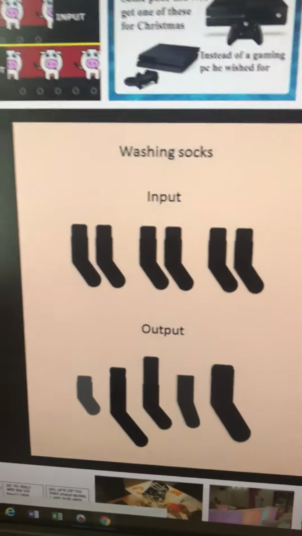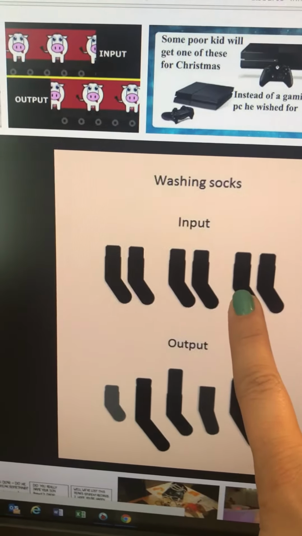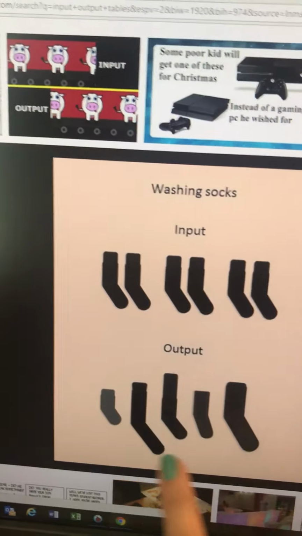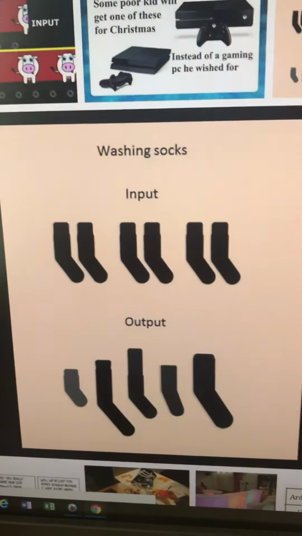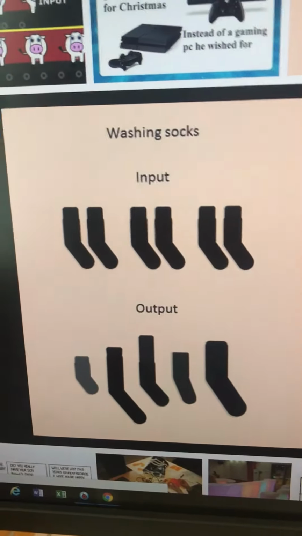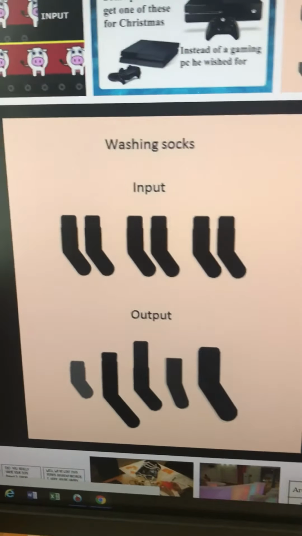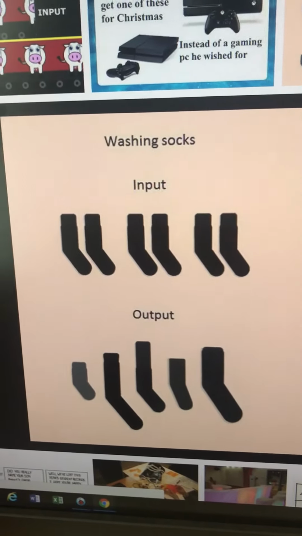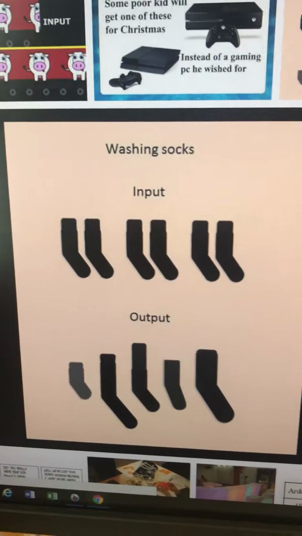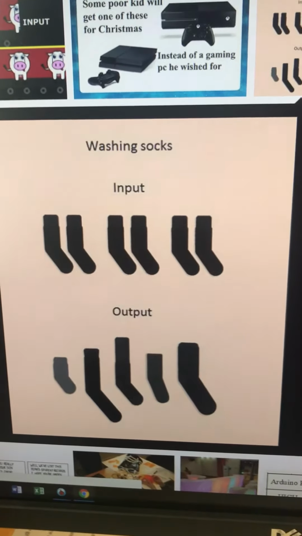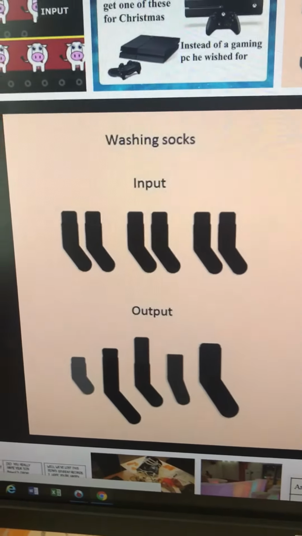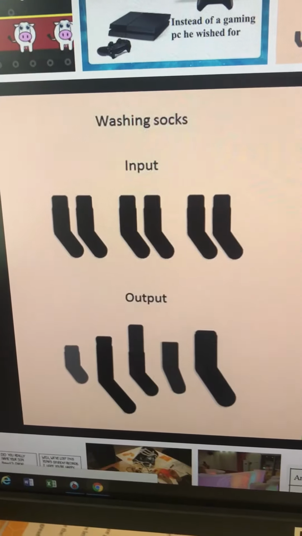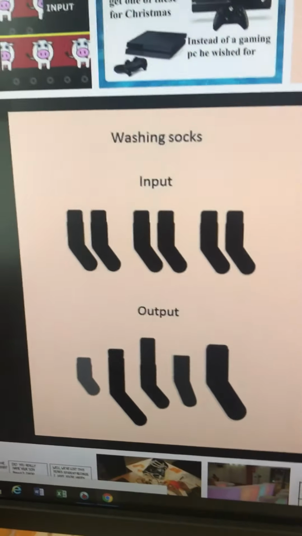So if 6 socks are going into the washing machine, but only 5 are coming out of the washing machine, what's happening inside that washing machine so that only 5 socks come out? And so obviously the rule would be to subtract 1 sock, that you lose 1 sock every time you wash a load of laundry. So anyway, I thought that was kind of funny.